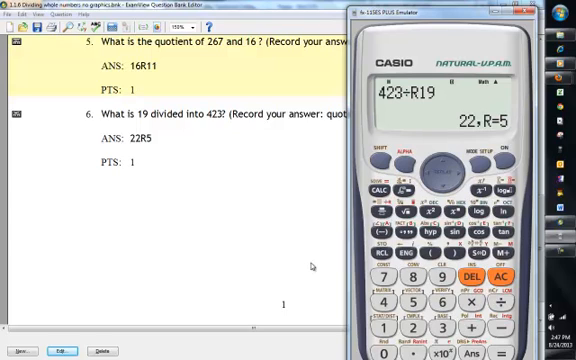So this is how you do lesson 1.1. Make sure you do all the sections.